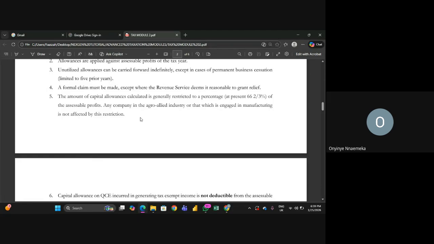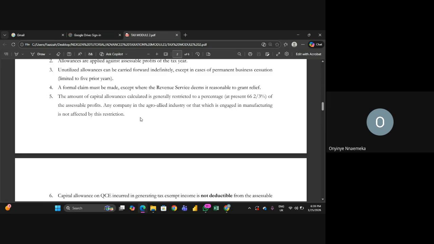when you calculate your capital allowance and you have seen the figure, you still need to check, is this capital allowance more than 66 2/3% of my assessable profit? If it is, you restrict it to 66 2/3% of the assessable profit. The difference between your total capital allowance and the restricted figure will now be what you carry forward to the next year.